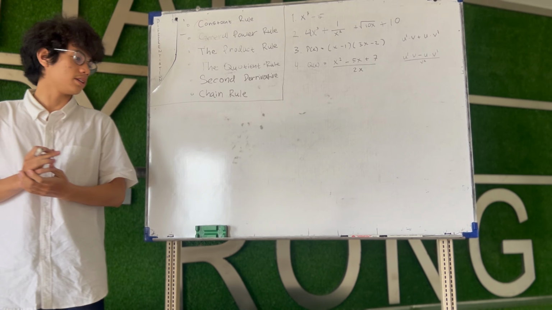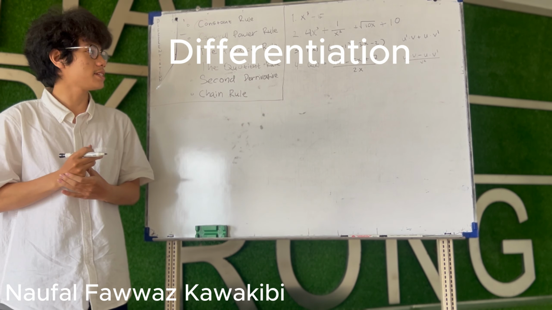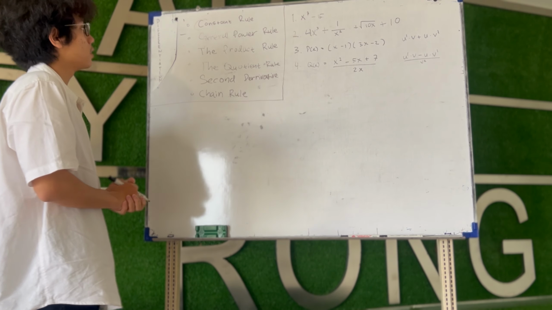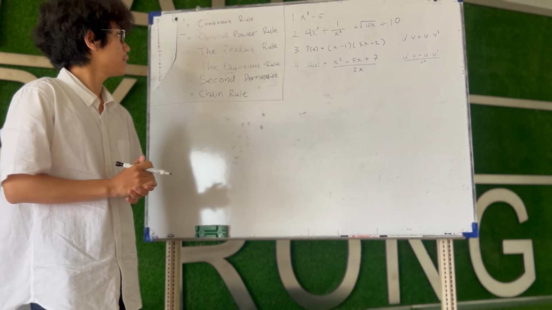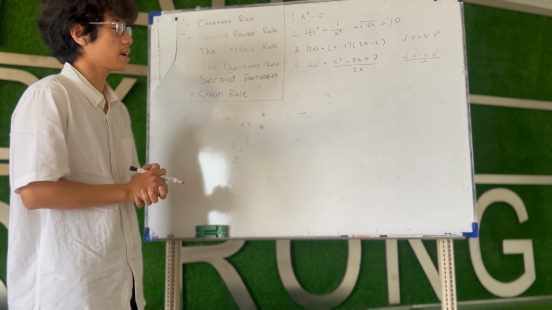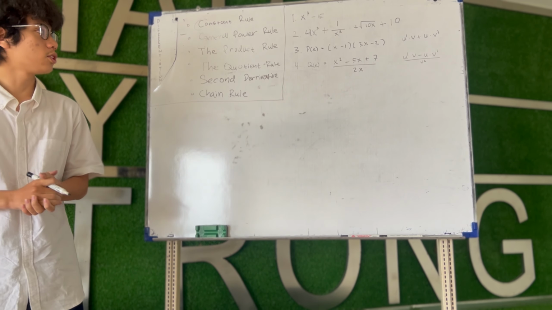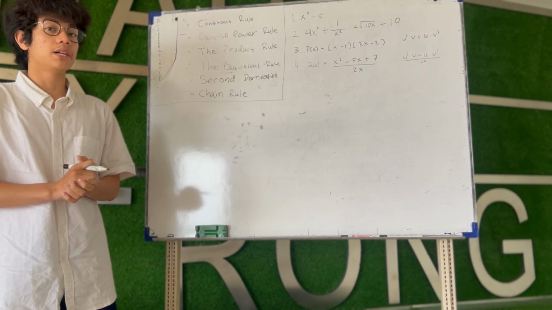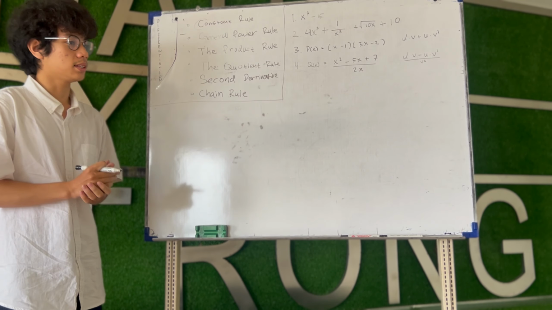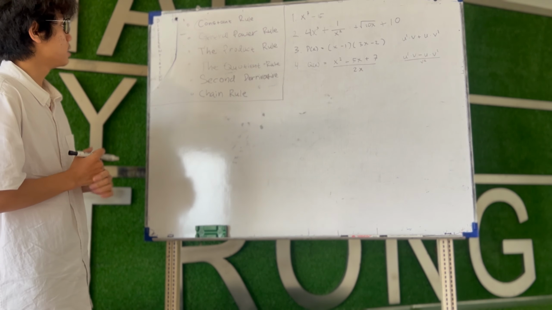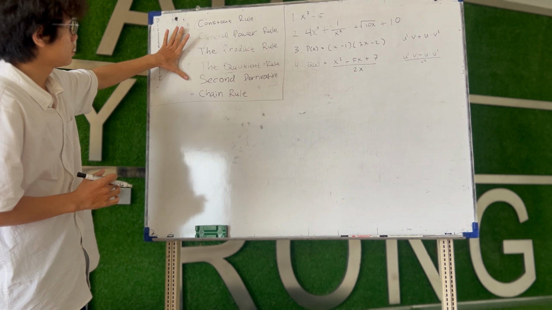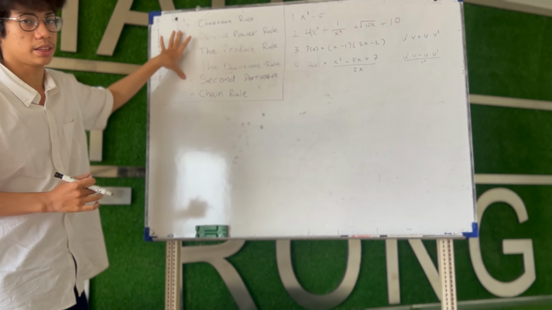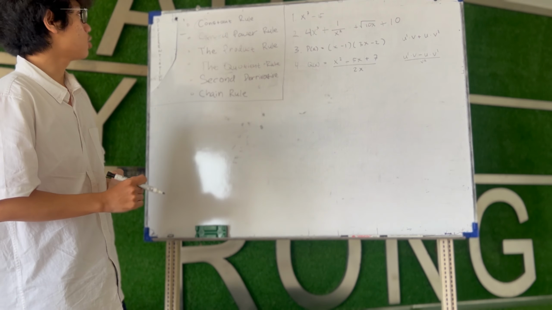Here I am with the material differentiation. The first is differentiation has 5 rules. The first is constant rule, general power rule, the product rule, the quotient rule, second derivative, and chain rule. But in this video, I will explain to you about the five rules of it. The first is constant rule.